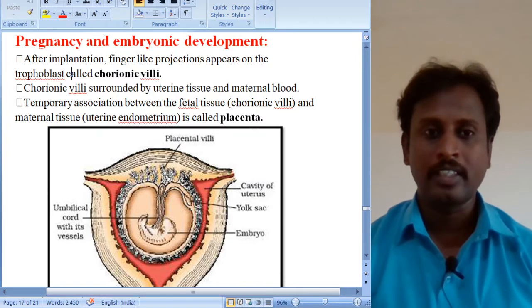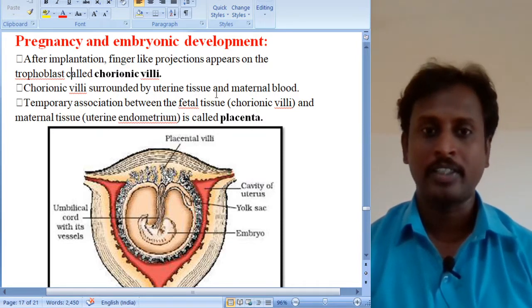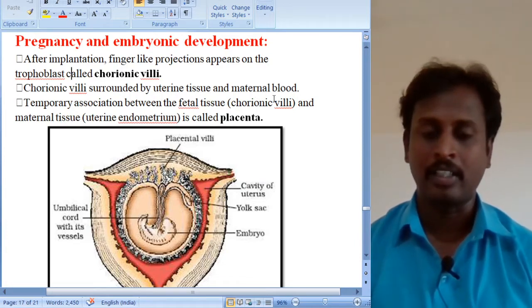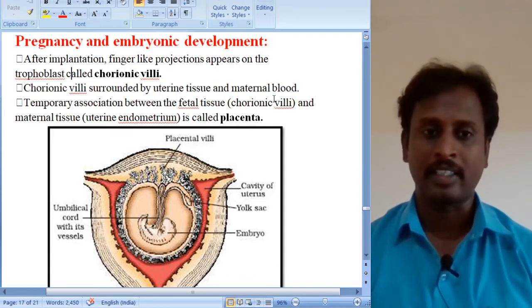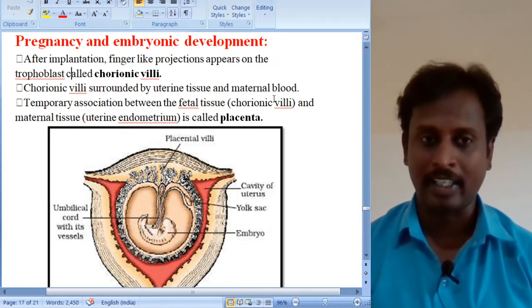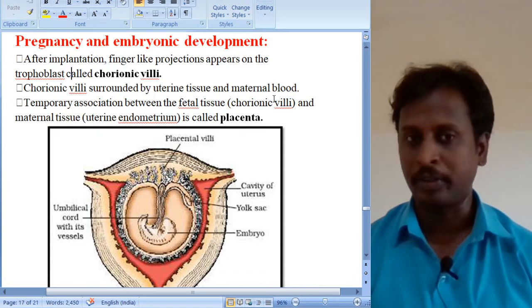Okay, and these chorionic villi are surrounded by the uterine tissue as well as the maternal blood. They are completely inserted in the maternal blood and the uterine endometrium for a very good anchorage for further development of the embryo in the uterus.